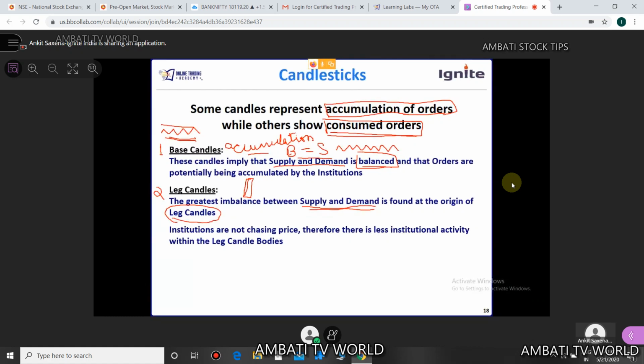Now, tell me one thing. Who has that capacity to put 50 lakh quantity into the market? The institutions. Now it is said that institutions are not price chasers. They don't chase price.